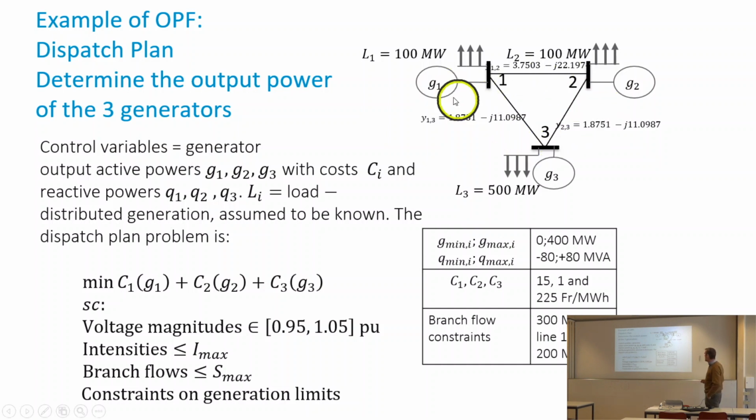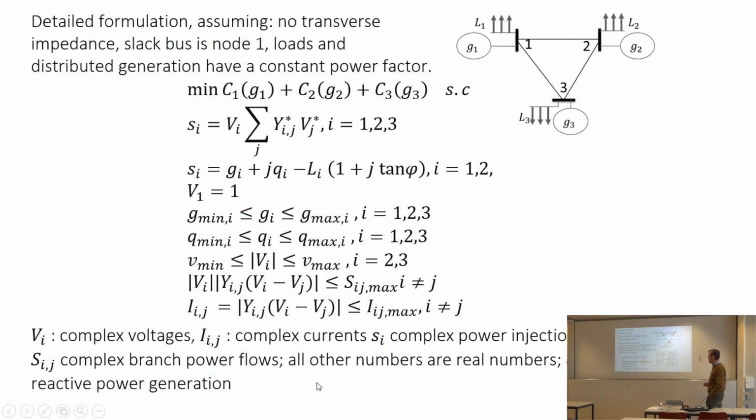Now, given this cost here, the problem is what should be the generator set points here. So the problem can be formulated as: I have to minimize the sum of the costs here, such that voltage magnitudes are within 5%, intensity are within maximum ampacity of the line, and the branch flows are within the maximum here. We can have a more detailed look here.